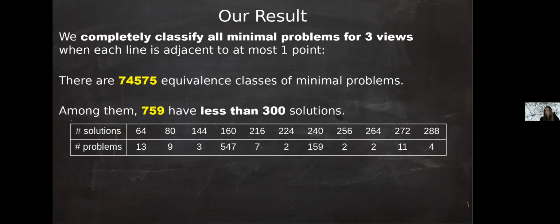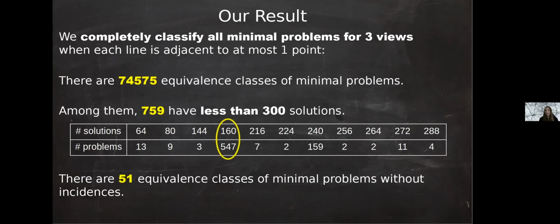And here's a table that shows how many problems have how many solutions. It's, for instance, interesting to see that most of these problems have 160 solutions. And finally, since many detection algorithms do not manage to detect incidences at all, we also classified the minimal problems in 3 views without any incidences. And there are 51 equivalence classes of such problems.